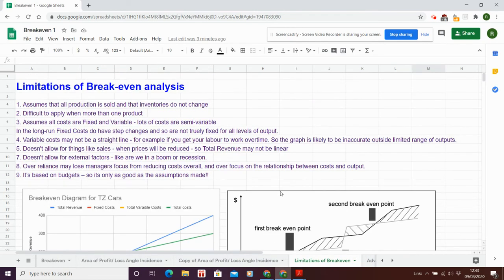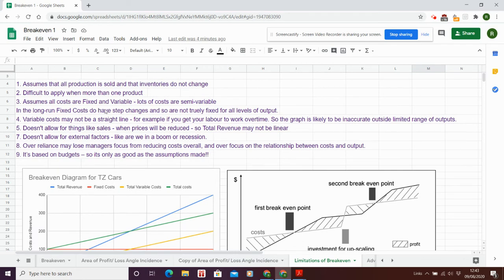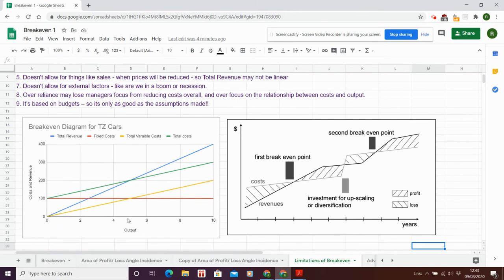Okay, what I would also like to cover very quickly are some limitations of break-even analysis and also the advantages of it. The first thing is it assumes all production is sold and that inventories do not change. So very quickly, just to explain that, it assumes that output in units and sales in units are the same number. It doesn't assume that they make 10 but only sell 9. It assumes that they make 10 and sell 10.